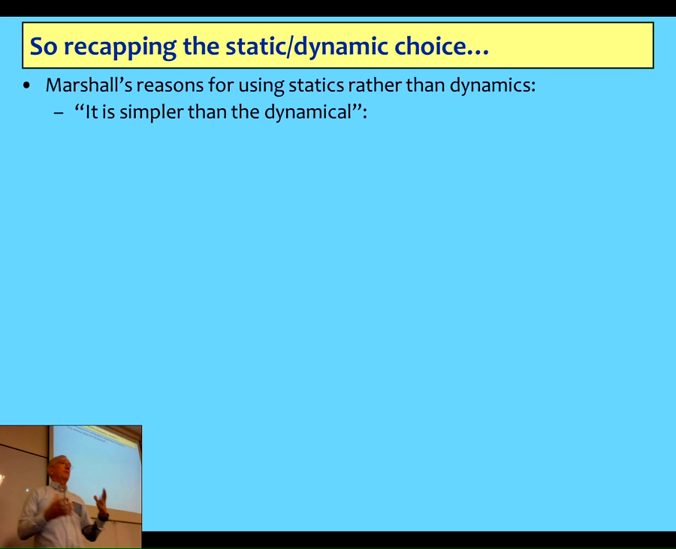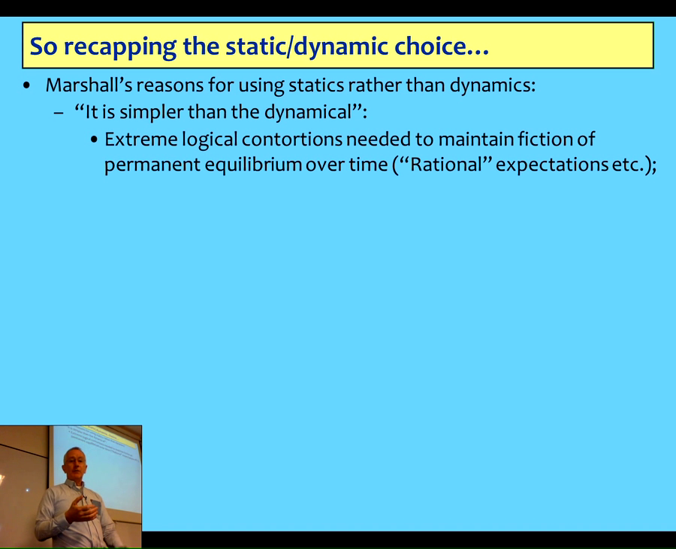Let's look back at where I started talking about dynamics versus statics now and look at some of those concepts that justified the initial choice of statics, which unfortunately economics stuck with. So Marshall says statics is simpler than dynamics. Well, at a simple level, that's true. But if you want to maintain the belief that equilibrium applies as you add more and more complexity to your model, you start having all sorts of distortions.